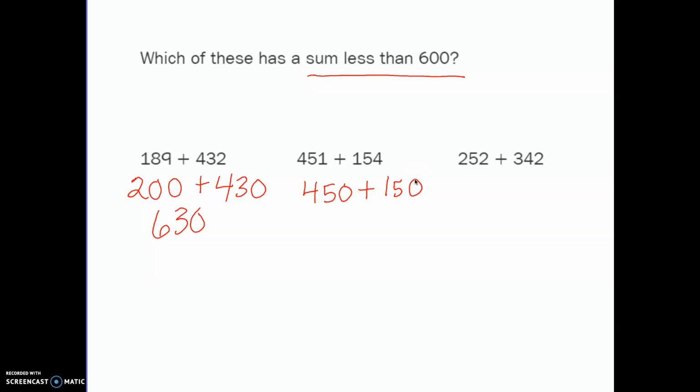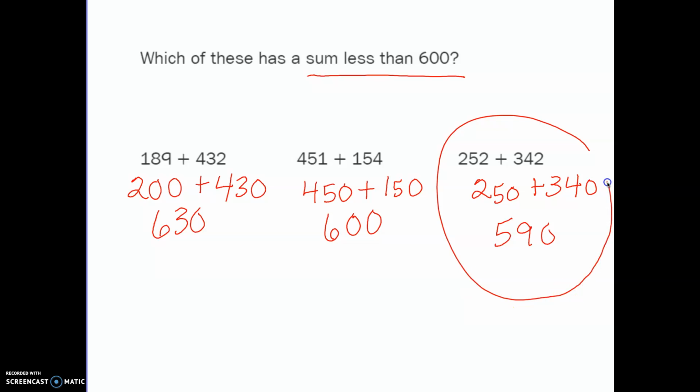Add those together, I know that 50 plus 50 is 100, so there's 400 plus 500, one more 100 is going to be 600. And then last, we've got 252, so let's round that to 250. I have got 342, let's round that to 340. Add those together, I've got 590. And which one of these has a sum less than 600? It's going to be 252 plus 342.